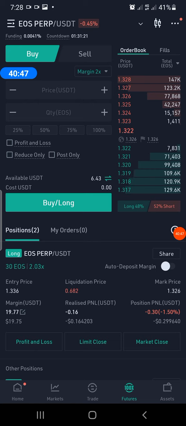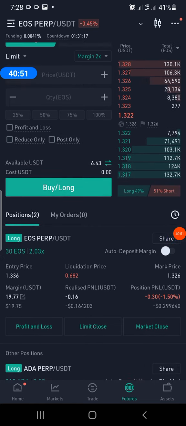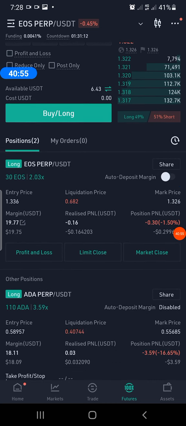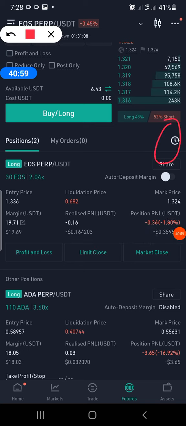So there are other parameters that one has to know here. For example, one of the parameters is, you see this clock sign here. This clock sign here is a sign of history. You can use it to view your trading history.